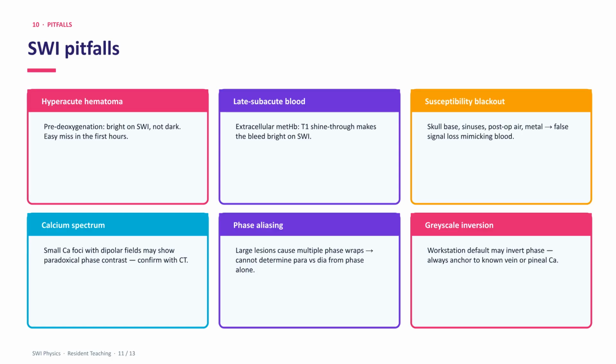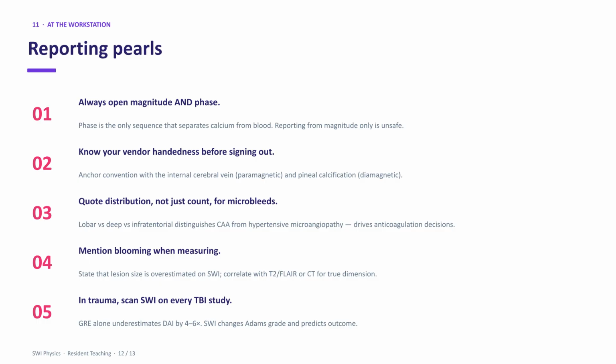Grayscale inversion is a common workstation default that must be checked against a known vein or pineal calcium. For reporting, always open both magnitude and phase images, as phase is vital for separating blood and calcium. Know your vendor-handedness before signing out.